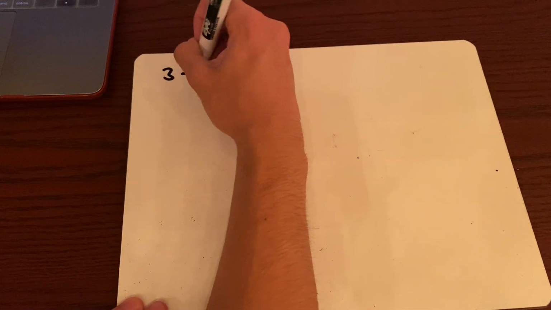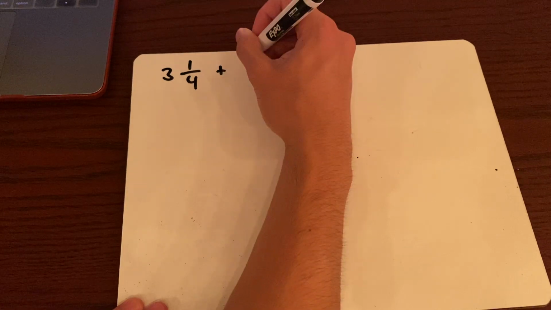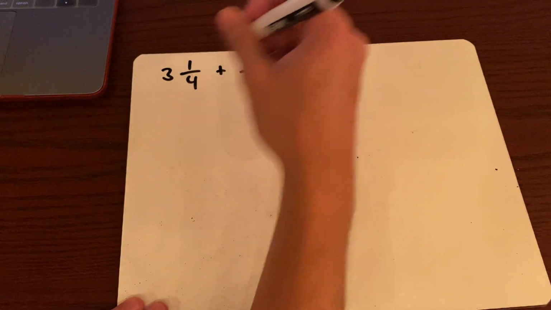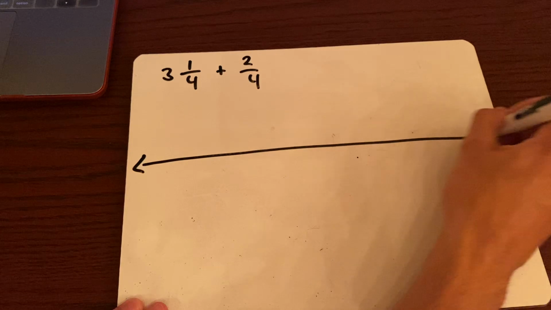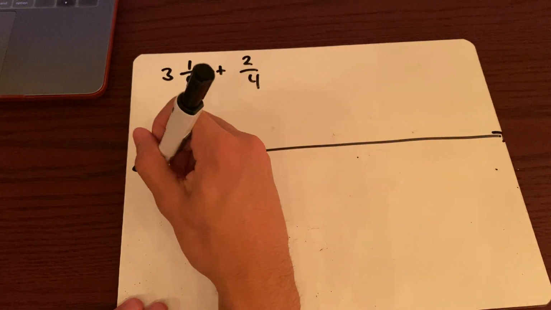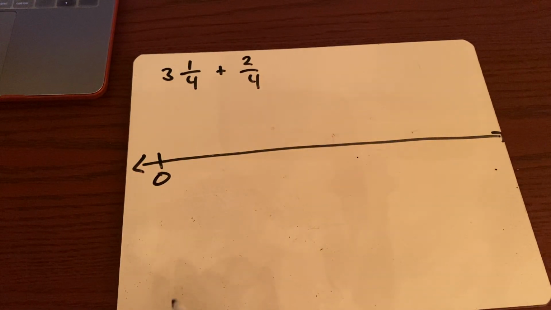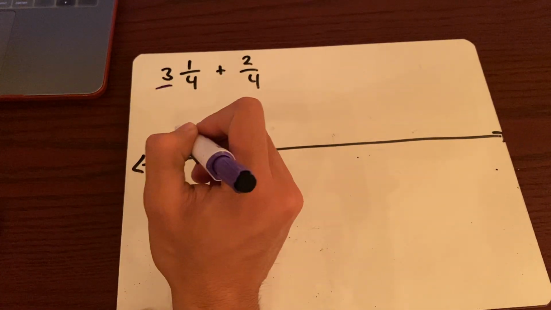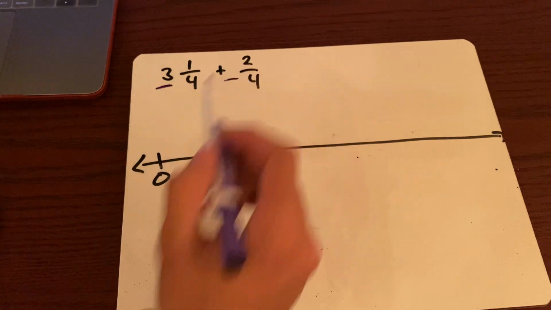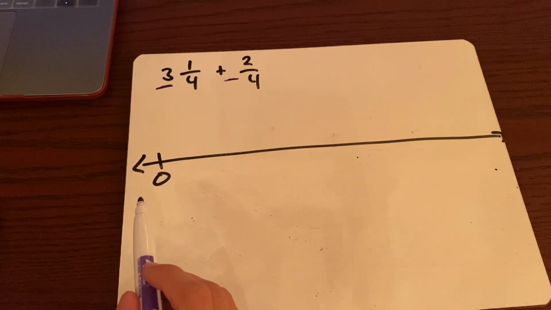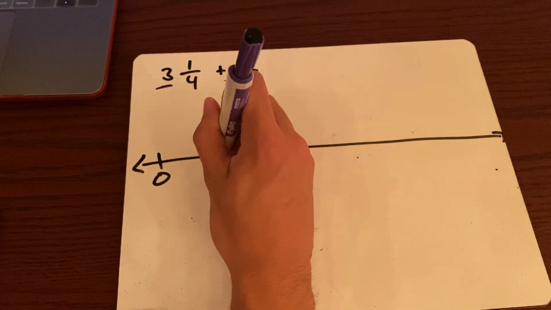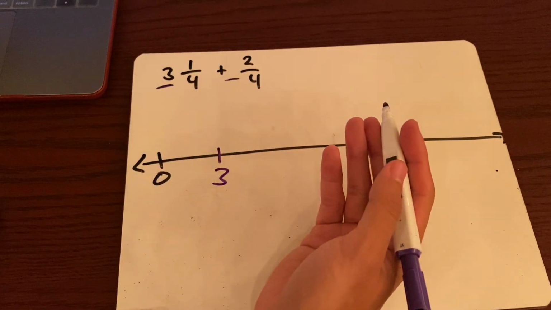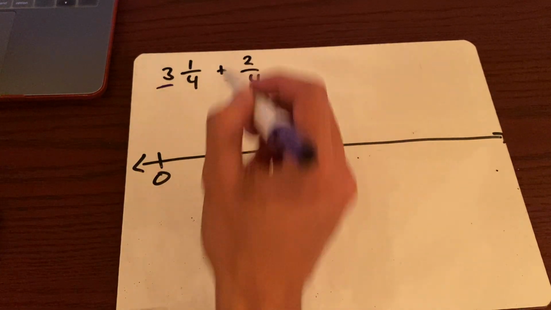Very, very useful. All right, number 2 says 3 wholes and 1/4 plus 2/4. So again, I make a number line. I start off with 0. And I'm going to add my whole numbers first. I have 3 wholes here. And do I have any whole number there? No, I don't. So I have 3. I'm not adding anything to it. That's just like a 0.